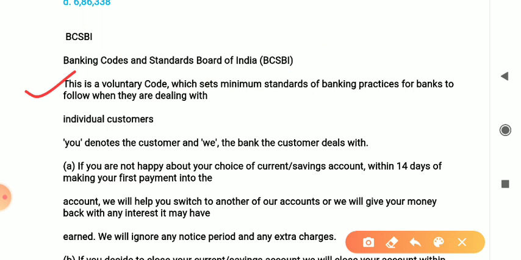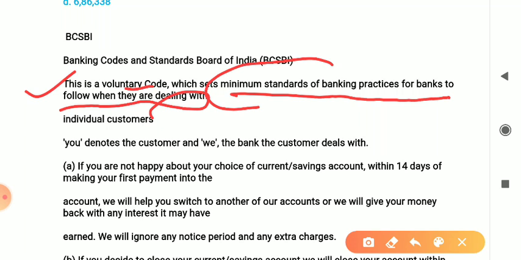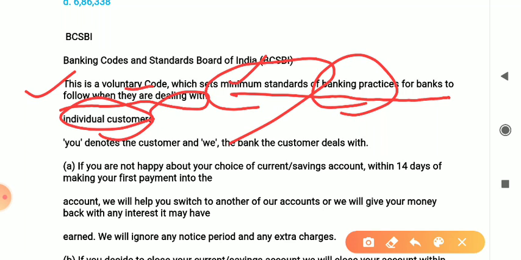So this is a voluntary code which sets minimum standards of banking practices for banks to follow when they are dealing with individual customers. That means the Banking Codes and Standards Board of India decides that all the banks and all the bankers have to follow some minimum standards of banking practice when dealing with individual customers. That means during our customer service we need to follow some minimum standard banking practices, or some minimum standard codes and standards, that are set by this BCSBI.